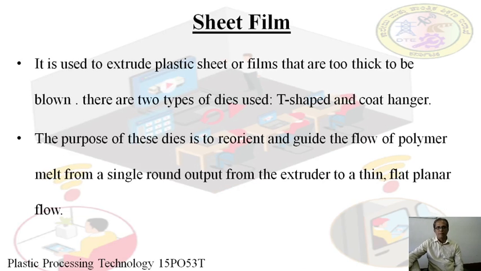How are sheet films produced? It is used to extrude plastic sheet or films that are too thick to be blown. Sheets are of course thicker than the film, so we cannot produce them by the blown film technique or any other technique. There are two types of dies. We can use a T-shaped die and also a coat hanger type of die. The purpose of these dies is to reorient and guide the flow of polymer melt from a single round output from the extruder to a thin flat planar flow.